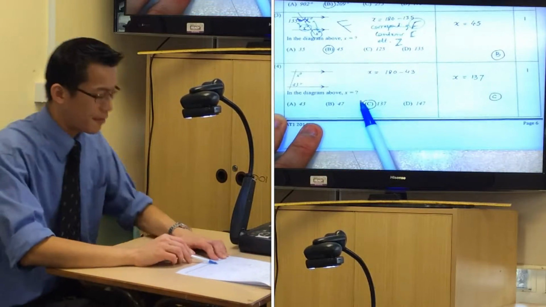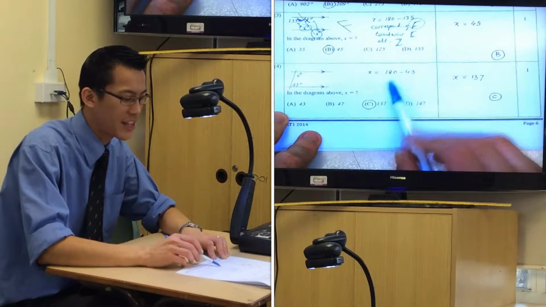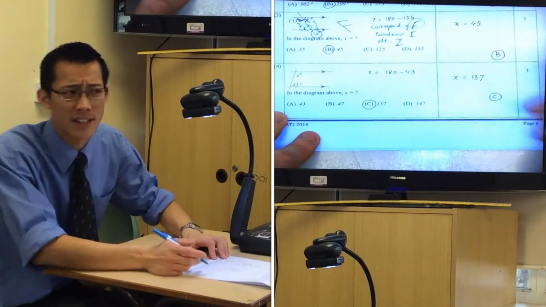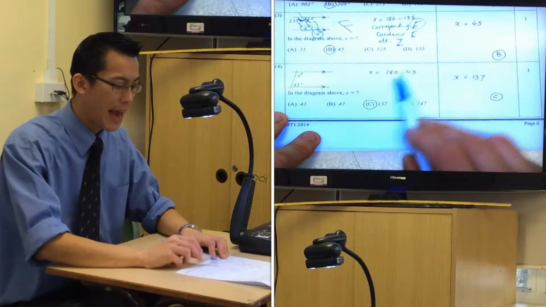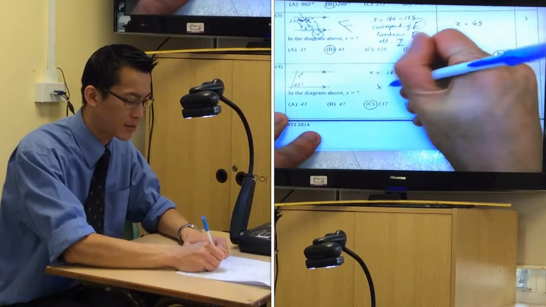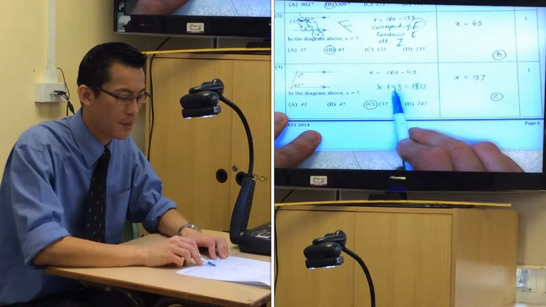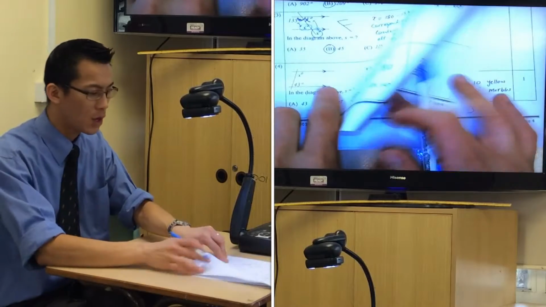In the diagram above, this is what we looked at before. Co-interior angles, right? So that's why you've got 180 minus 43, because co-interior angles are, what's the word? Starts with S. They're supplementary, which means they add up to 180. x plus 43 equals 180. And you can see when they take 43 from both sides, that's what gives you this line. Okay. Over the page.